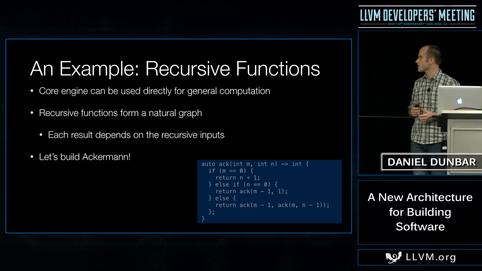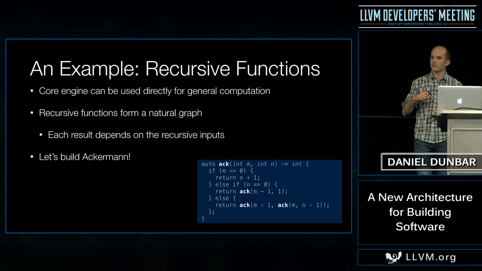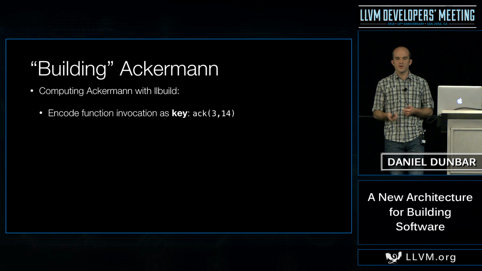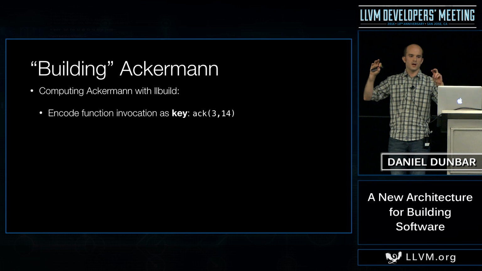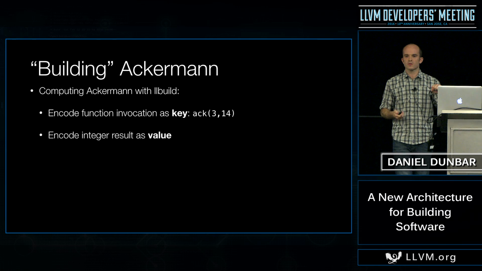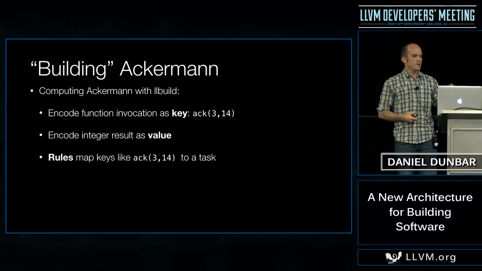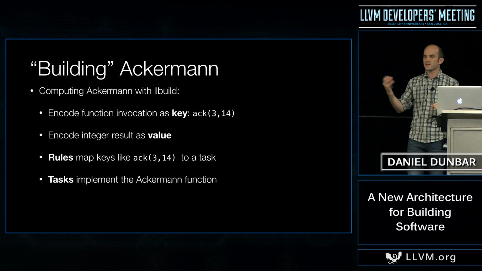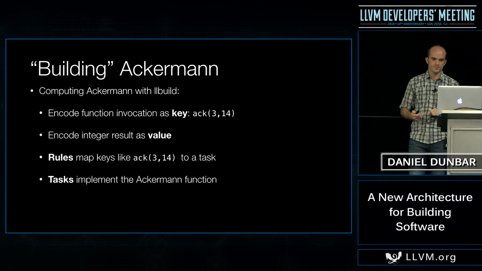So this is the Ackermann function. It's recursive. It can call itself in one of two ways. One is just a simple recursion. And in this other way, it first calls itself once, and then it uses the result of that to call itself again. So to build Ackermann, what we do is we encode the Ackermann invocation we want to make as the key. We encode that integer result as a value. Then we take those keys and we map them to tasks using our rules. And then the tasks themselves implement the Ackermann function.